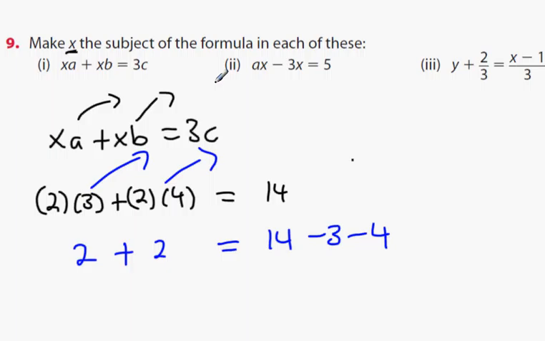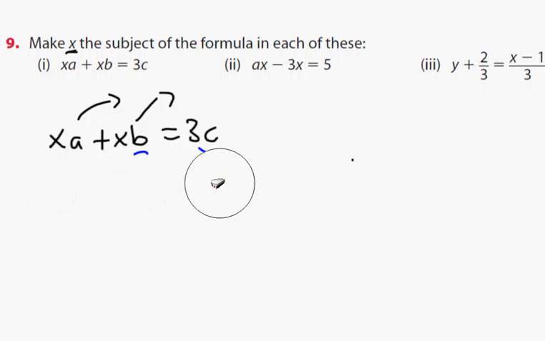Okay? So there's another way of doing this, okay? I'm going to show you the way to do this now. What you could do is, when you have more than one letter of the same type, so you have 2 x's, and the x's are attached to other letters or other numbers. What you need to do is you need to have them both over the same side, and once you have them on the same side, you need to factorize. So what happens when you factorize?